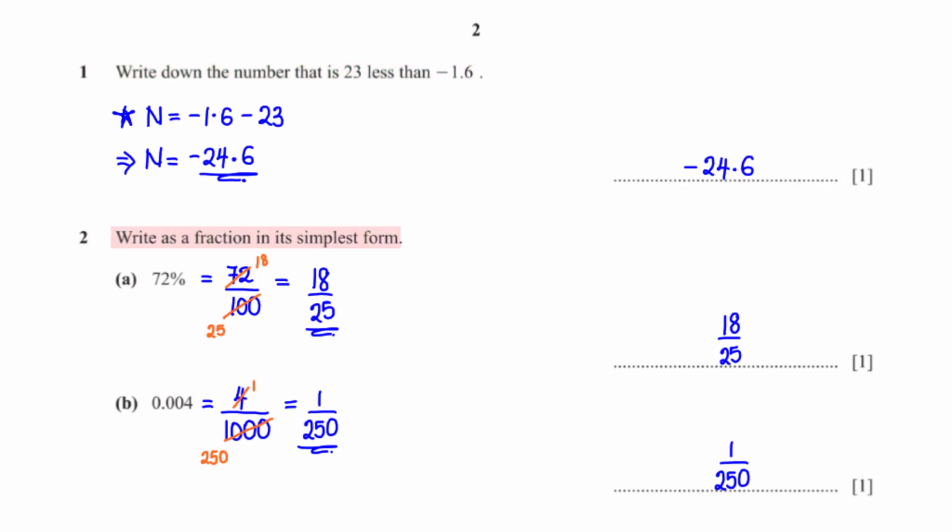Write as a fraction in its simplest form, 72%. When you type 72% or 72 over 100 on your calculator, you should get 18 over 25. Write as a fraction in its simplest form, 0.004. When you type 0.004 on your calculator, you should get 1 over 250.